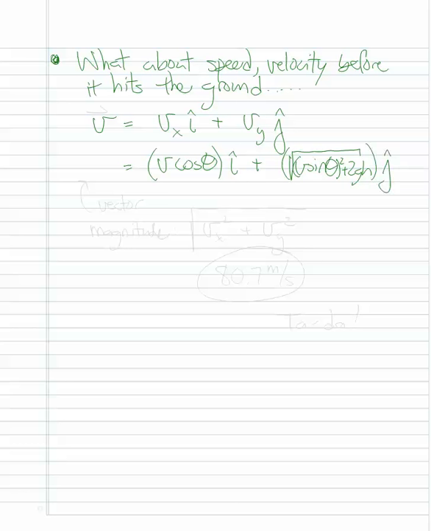So how do I find the total speed? This is the vector v, and the magnitude is just the speed. And so if I take the x component squared and the y component squared and I take the square root, I can find what the total magnitude of that vector is. And when I do that, I find that it's 80.7 meters per second. And we're done. Ta-da!